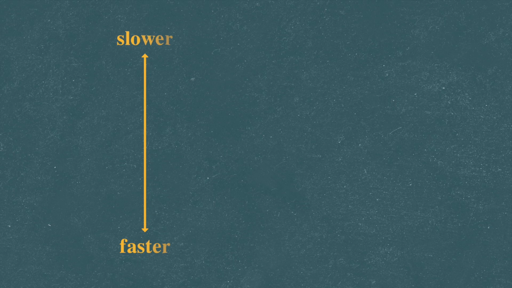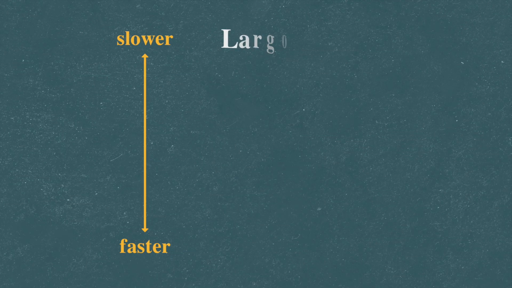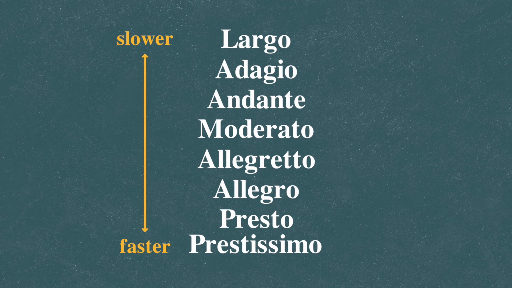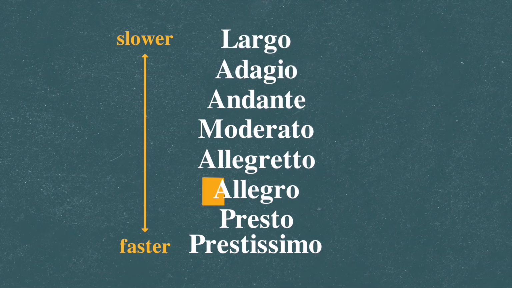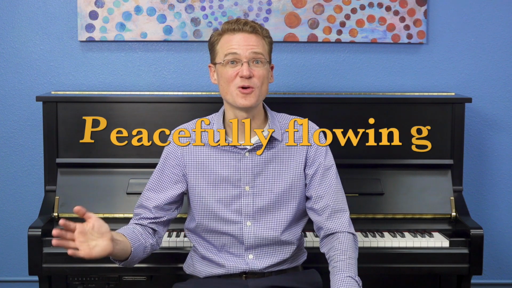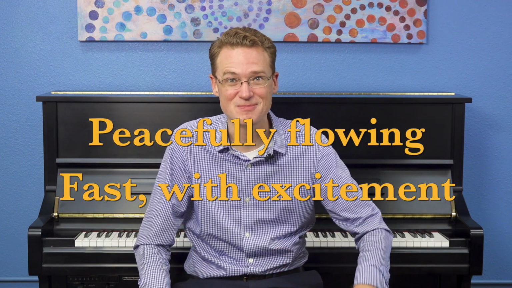When choosing a tempo, you can use one of the traditional Italian tempo indications that are frequently used in music, like largo, adagio, allegro, or presto. Or you can go with a more modern trend to use standard English words, or whatever your native language is, to describe the tempo. Like your tempo indication could be moderately fast, or your tempo indication could mention both speed and mood, like peacefully flowing, or fast with excitement.